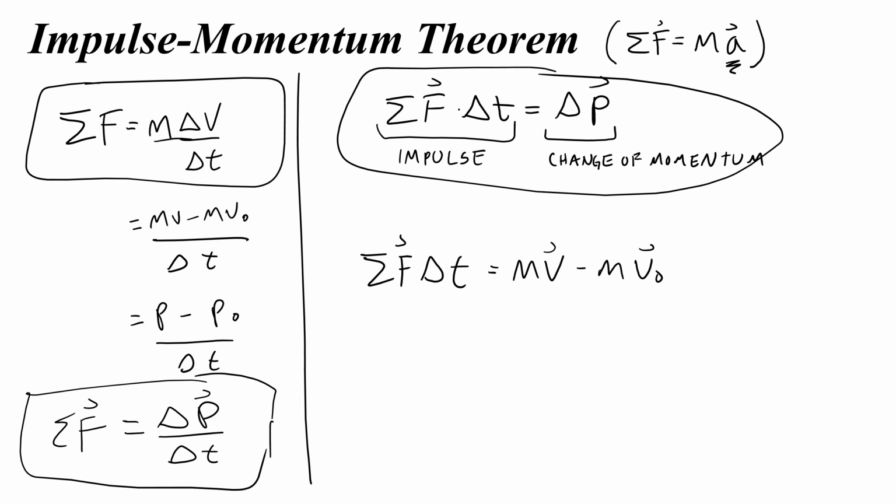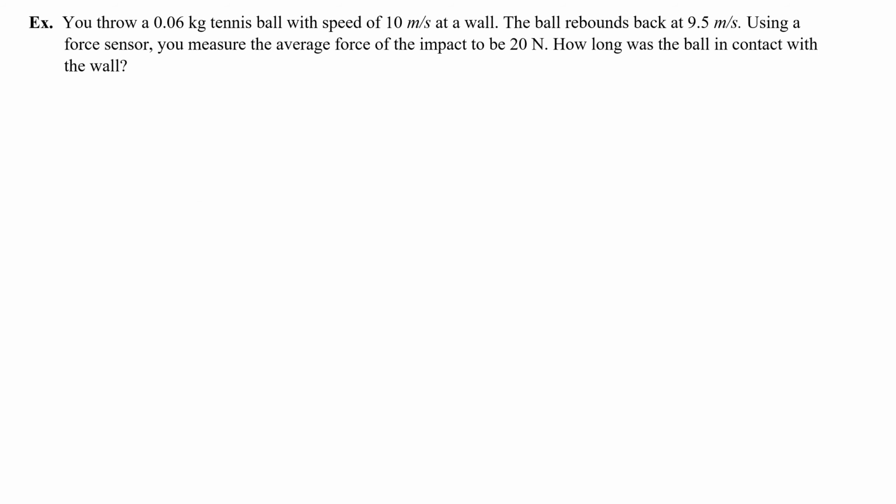So yeah, it's just a lot of language, different terms in these problems. So let's do a couple to get this down. You throw a 0.06 kilogram tennis ball with a speed, oh, this looks familiar, of 10 meters a second at a wall. The ball rebounds back at 9.5 meters a second. Oh my gosh, same problem. Using a force sensor, you measure the average force of the impact to be 20 newtons. Okay, so we'll call this the net force.